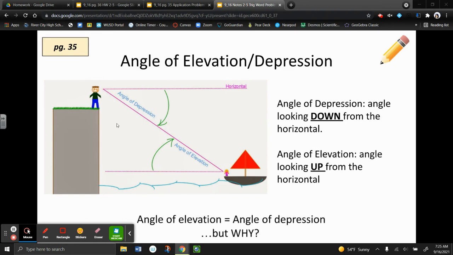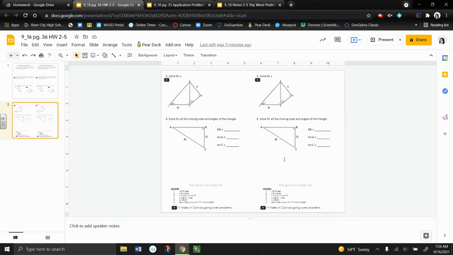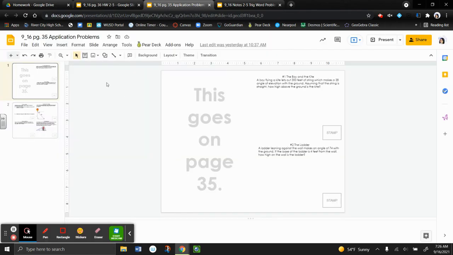The angle of elevation and the angle of depression are always going to be equal. The reason is that these are alternate interior angles. We have parallel lines, here's my transversal, and this angle and this angle are alternate interior angles. Now I'm going to go over these word problems that we did in class.